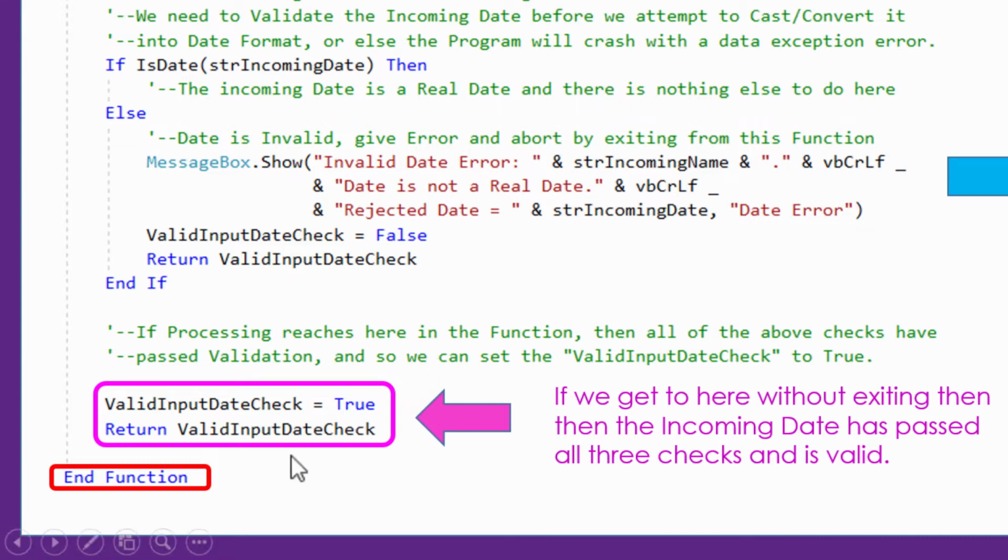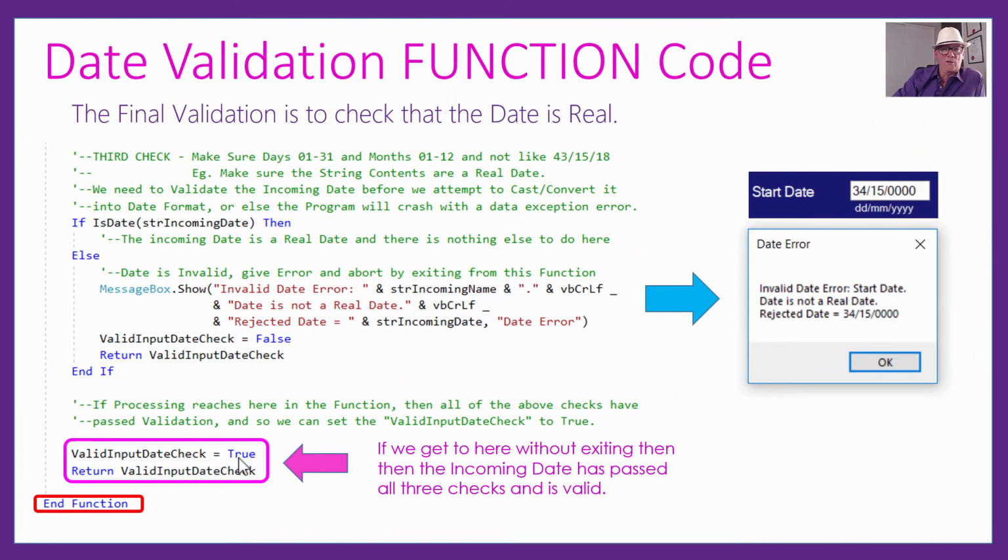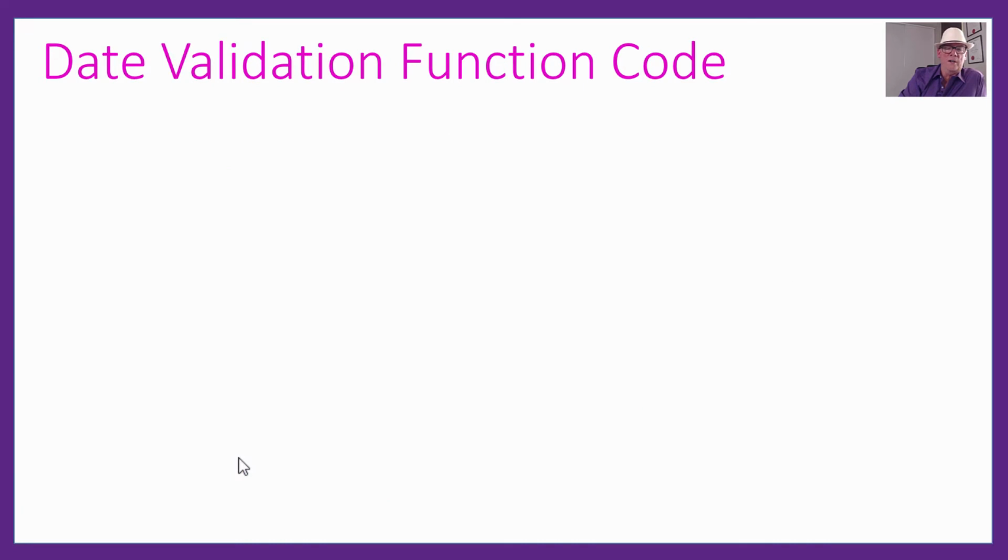So we can just return the valid input date check and set it to true, telling the subroutine that, hey, that date you just passed in for checking, yep, we ran it through our checker, the 3 checks we need to do, and it is all good. So our little function machine has checked out the date and tells the subroutine that it's all good.